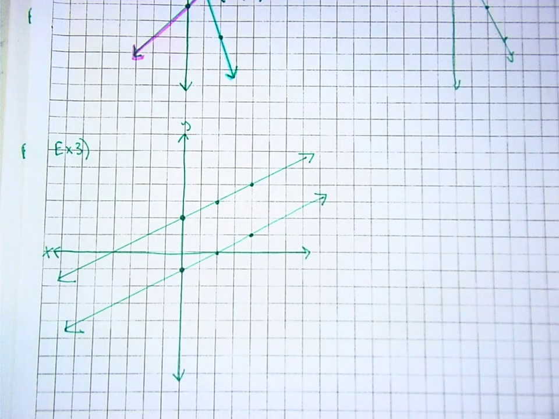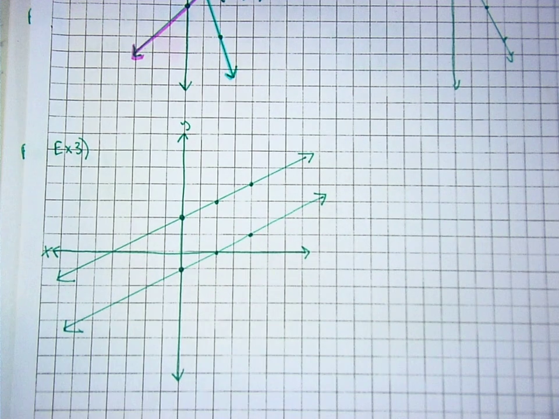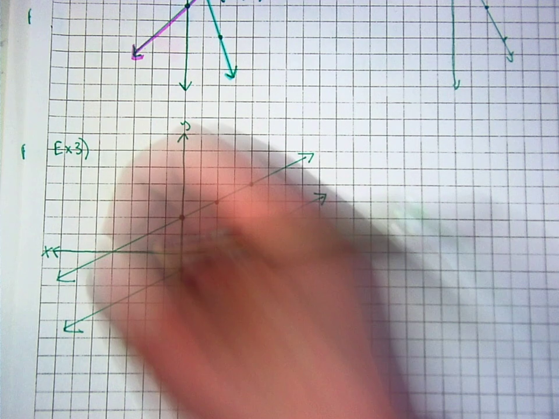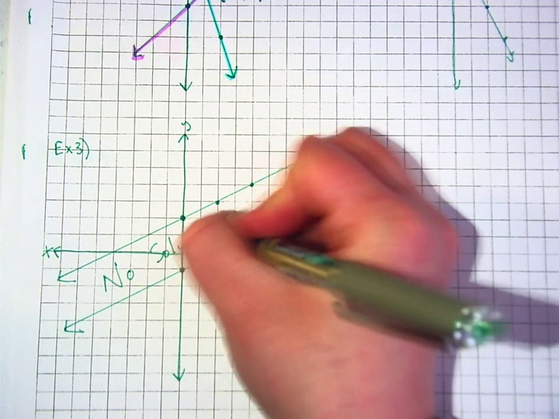It's parallel because they have the same slope. It is, but what's the answer then? Where do they cross? They don't cross. So the answer is? They're not gonna meet. No solution! Because they are parallel.